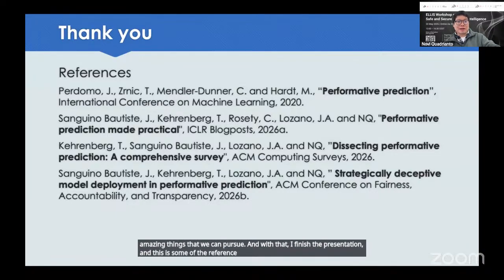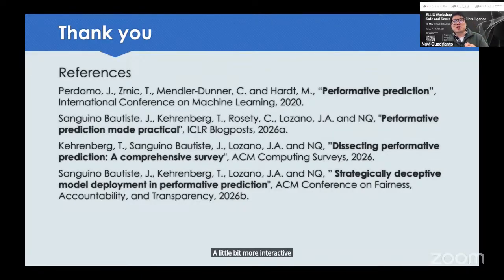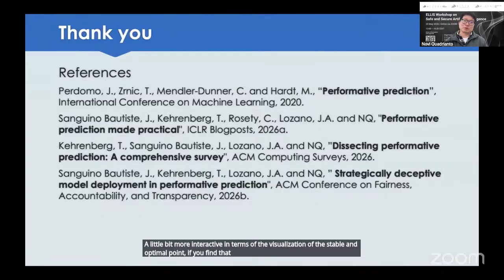And we do have a blog post for this, performative prediction made practical, which is a little bit more interactive in terms of the visualization of the stable and optimal point, if you find that useful. Thank you.